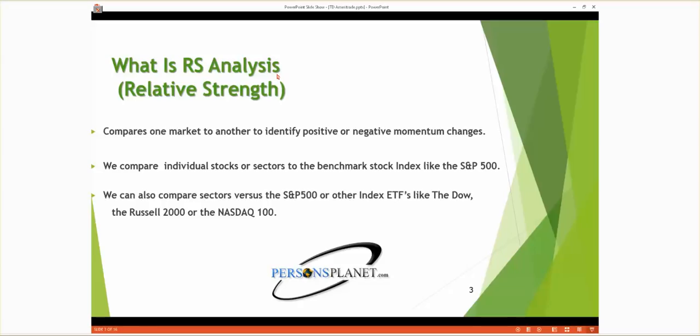Typically, what we do is compare individual stocks and ETFs, and some correlation to find out if there is a correlation with some commodities. So we can compare different sectors versus the S&P 500. And you can compare other ETFs or other stock indices against the S&P 500, like the Dow, the Russell, or the NASDAQ 100. Why would you do that?